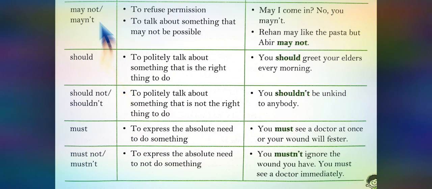Now the next word is may not, and the function is to refuse permission. Example, may I come in? No, you may not. So it is showing a refusal of a permission. The second function is to talk about something that may not be possible. Example, Rehan may like the pasta, but Abir may not. So it is talking about something that may not be possible.